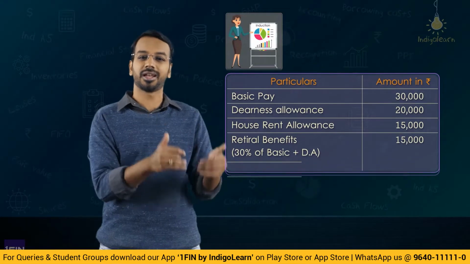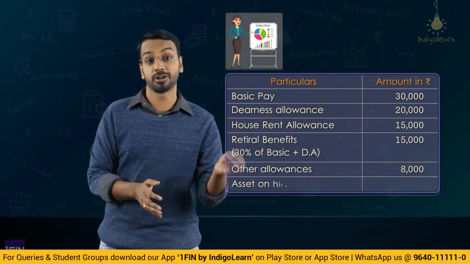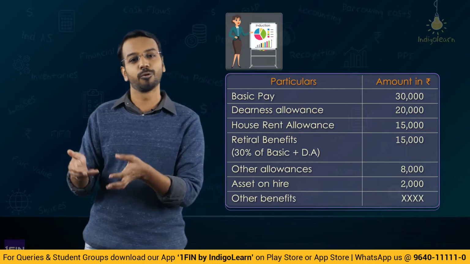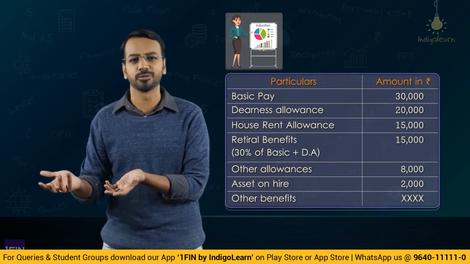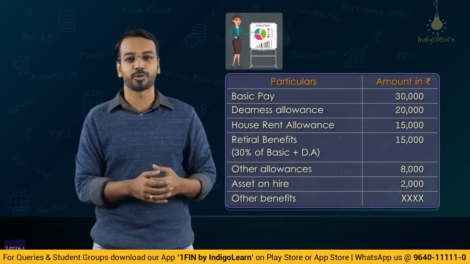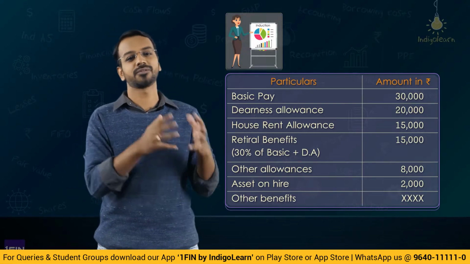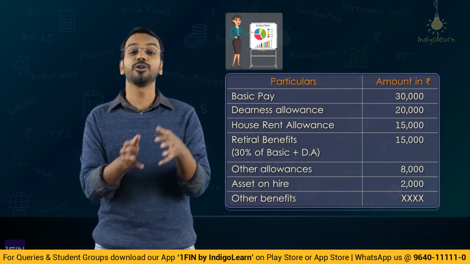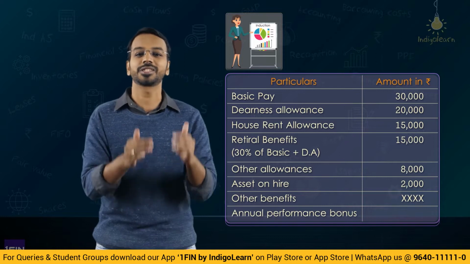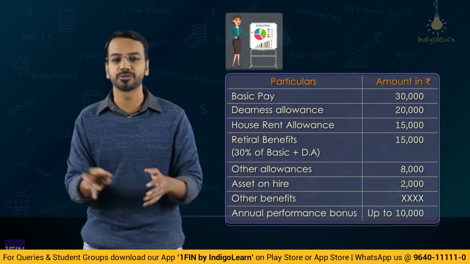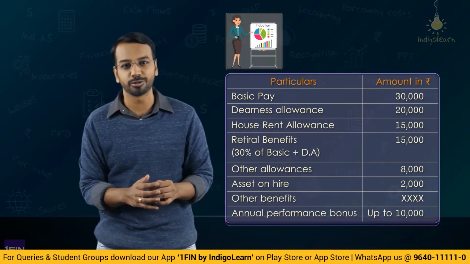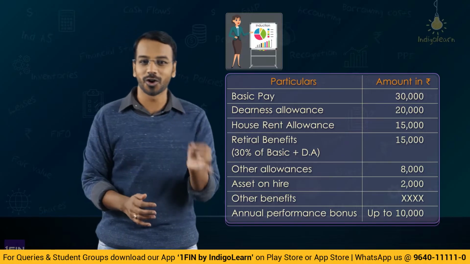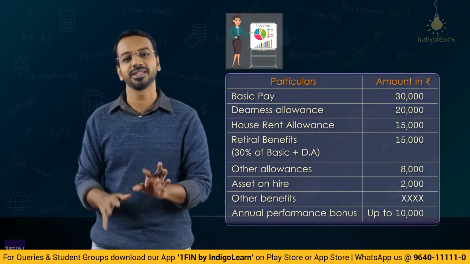That was given. Then we had other allowances, some around 8,000, then asset on hire 2,000, right? And some other benefits, something like you can book a holiday home in Goa which is on the beach, and you just need to pay 1,000 rupees for that, right? Such kind of benefits were also provided, and they included that as a part of CTC. Apart from this, there was also a component called annual performance bonus. The maximum ceiling was 10,000 per month. So maximum ceiling was 1,20,000. 10,000 per month is what we were entitled to if you perform well. That was also a part of the CTC. Whether you will get or not get would depend on your performance. And if you leave within 6 months, you will not even get that.